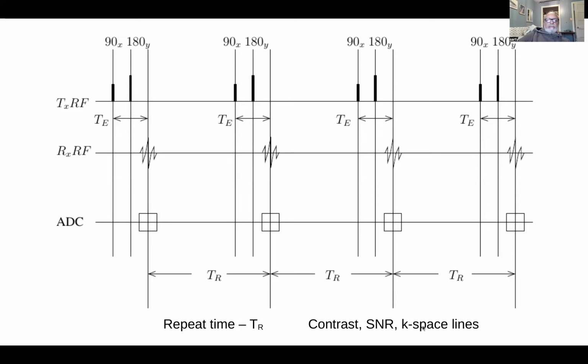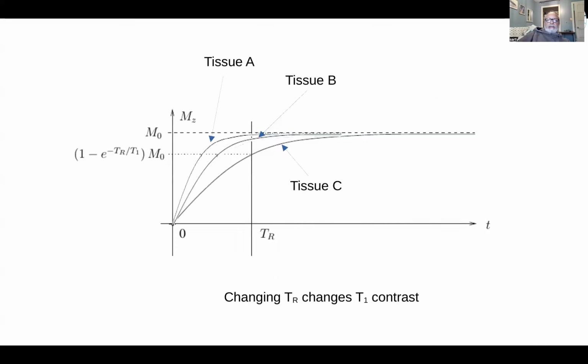And I'll talk about that as we get into the imaging. So imaging happens in Fourier transform K-space that we'll define shortly here. But focusing still on contrast, changing TR will change the T1 contrast very similarly to how changing TE changes T1 contrast.